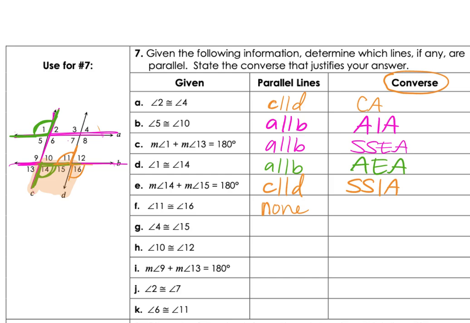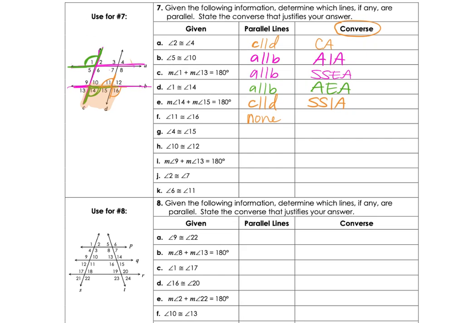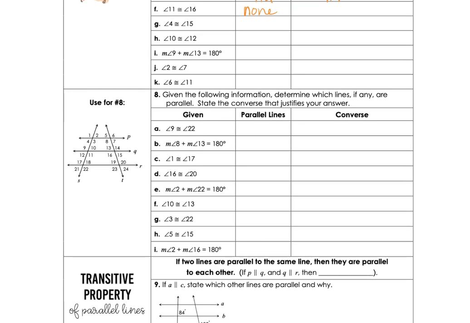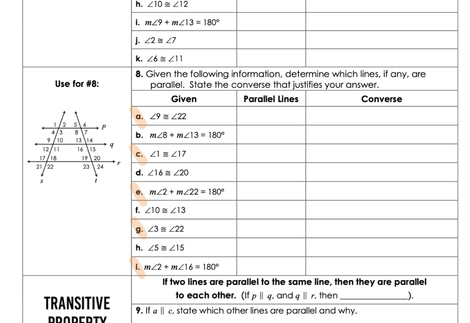Is this making sense? Okay. We're going to jump ahead where it gets a little bit fancier. On number 8, I want you to try A, C, E, G, and I with the people around you. Tell me which lines are parallel and the converse of what. If there are not parallels, tell me none. Go. Who wants to come up and tell me which lines are parallel for A?